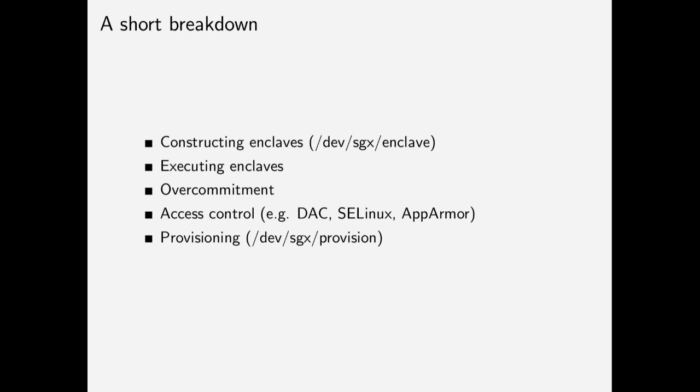This is like the short breakdown of the key things, key features that kind of drive how the whole SGX core is implemented. I'm going to skip the overcommitment because there's no time to go through all the features, and it's kind of the least argument around that feature.